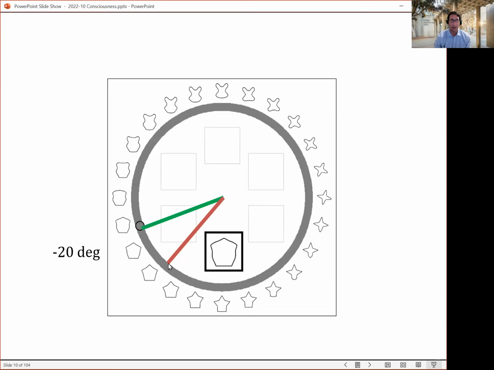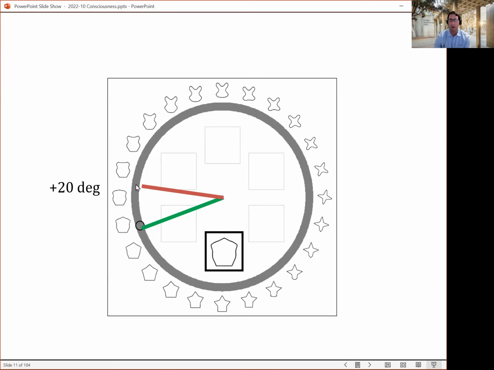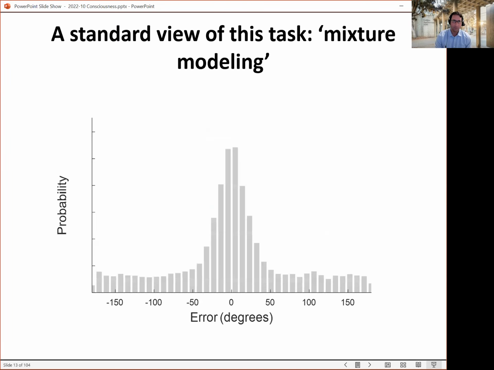Okay, so you might click there, and then we'd call that a negative 20-degree error because you're about 20 degrees away on the wheel. And you might click there, and then we'd call that a positive 20-degree error because you're 20 degrees away in the other direction. And of course, you might click way over here and be 180 degrees off. And this kind of task is a really nice measure of visual representations and has become really popular. It's basically just the psychophysics method of adjustment, but as applied to this kind of wheel of spaces.